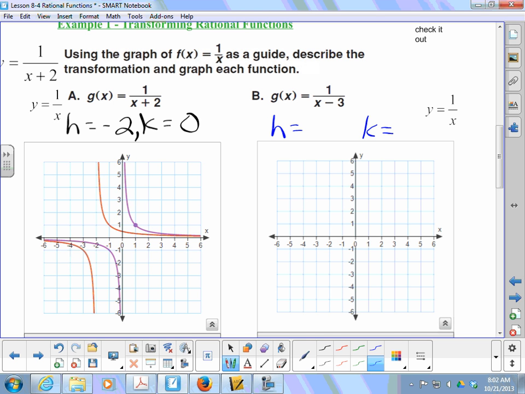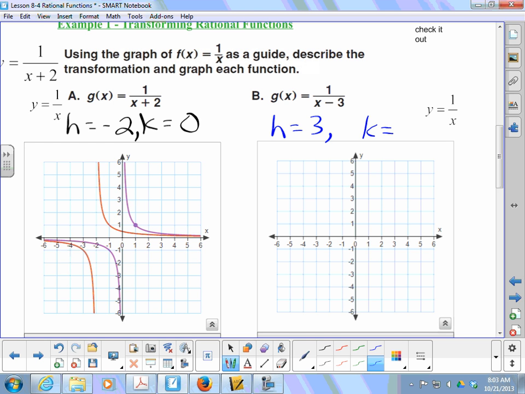Chase, what's the value of h? +3. Okay. So the one thing you can always remember is that the values of h are always going to be the opposite of what you think they are. Or the opposite of what you see. I see -3, so h is actually +3. I see +2 here, so it's actually -2.